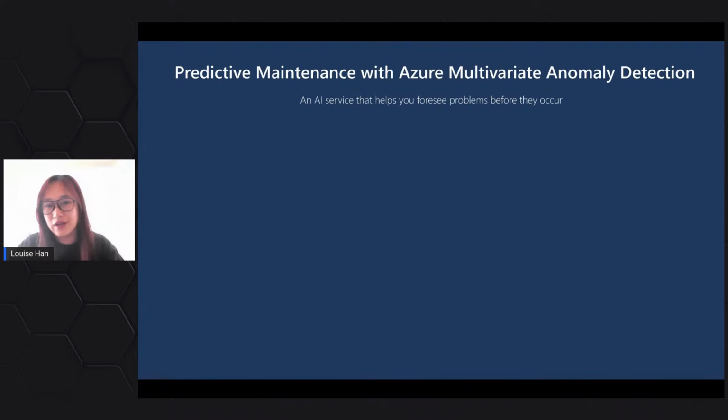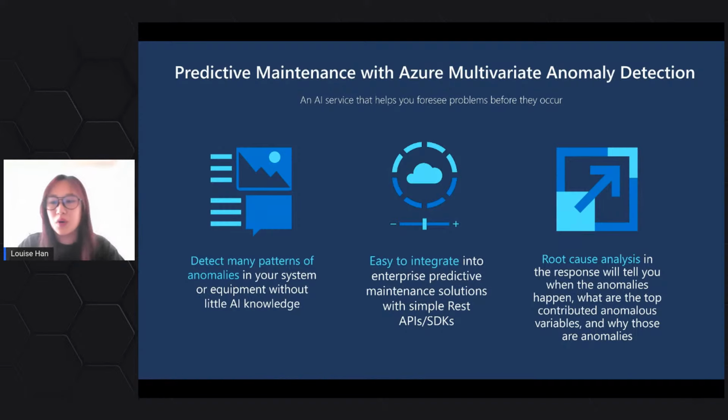And also, let's have a further look at predictive maintenance. With Azure multivariate anomaly detection, you can predict anomalies before they happen, because sometimes we don't want a pump to crash or go to downtime really quickly. We want to detect anomalies before they happen. With this multivariate feature, it can sense the anomalies that happen before a disaster, and it can detect many patterns of anomalies, and it's also easy to use and easy to integrate. And also for the root cause analysis, this will also tell you a lot of things, like I just mentioned earlier.